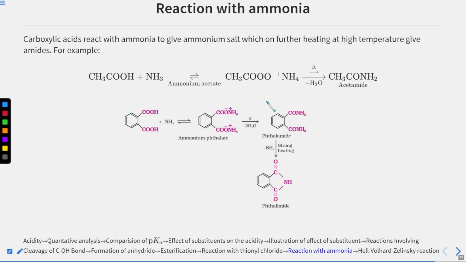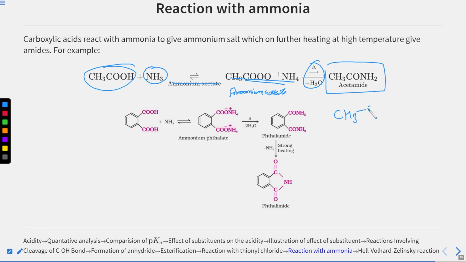Now next, the reaction with ammonia. What happens in the reaction with ammonia? An amide is formed. This reaction does not happen in one step. First of all, our carboxylic acid is treated with ammonia and we get ammonium acetate. Once we get this ammonium acetate, it is heated and H2O is removed to get our amide. This is called acetamide and its structure looks like this.